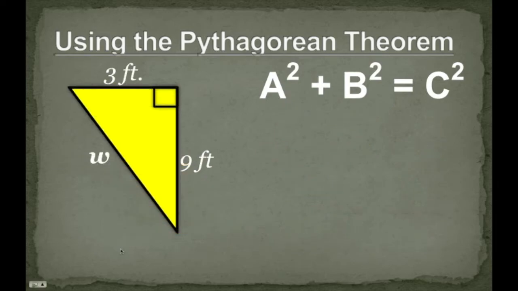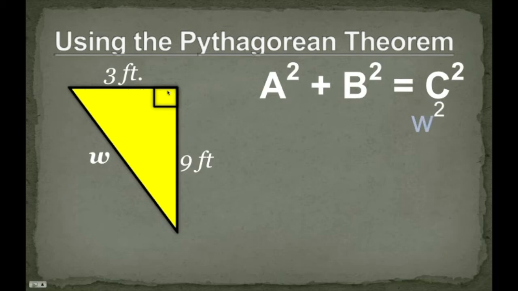How about this example? Again, we're starting with our formula on top, and we'll plug in where we can. And remember, the best thing to do is to try and plug in the hypotenuse first, because it's very straightforward and very easy to find. I just look for my right angle box, and I look directly across it, and that's going to tell me my hypotenuse. In this case, it's W. So underneath C, I'm going to put in W.